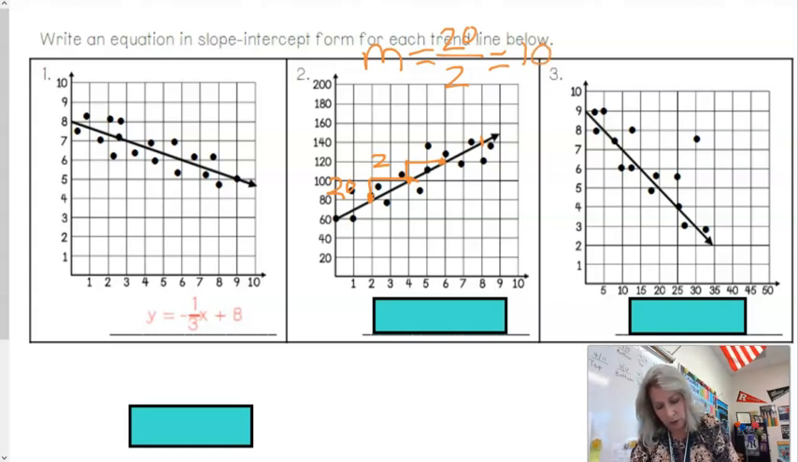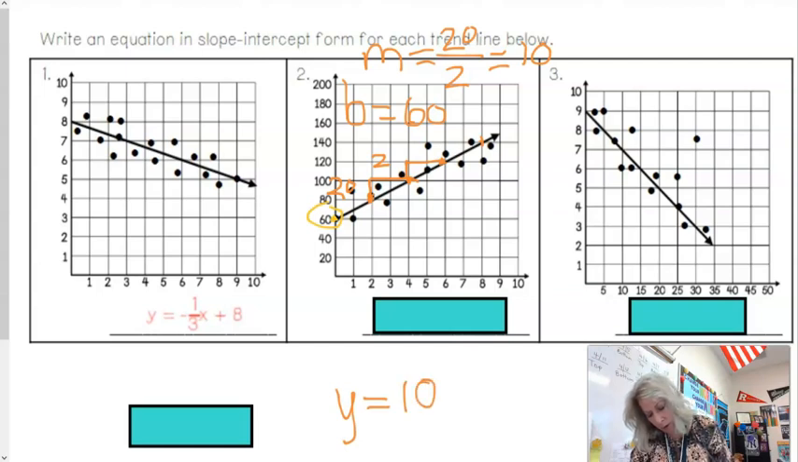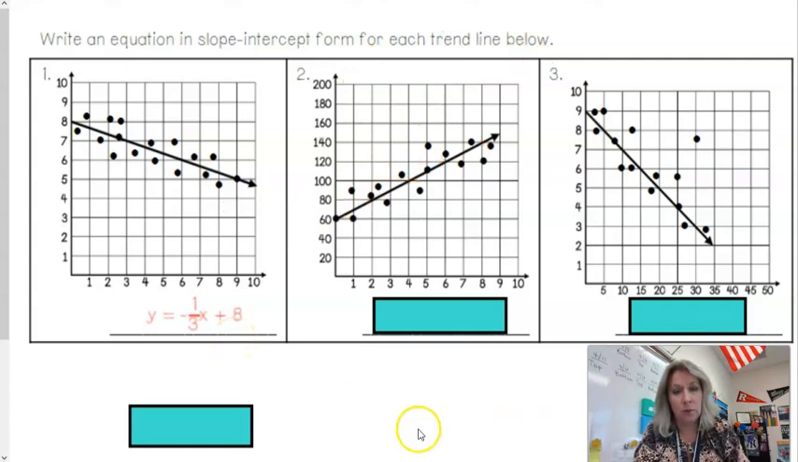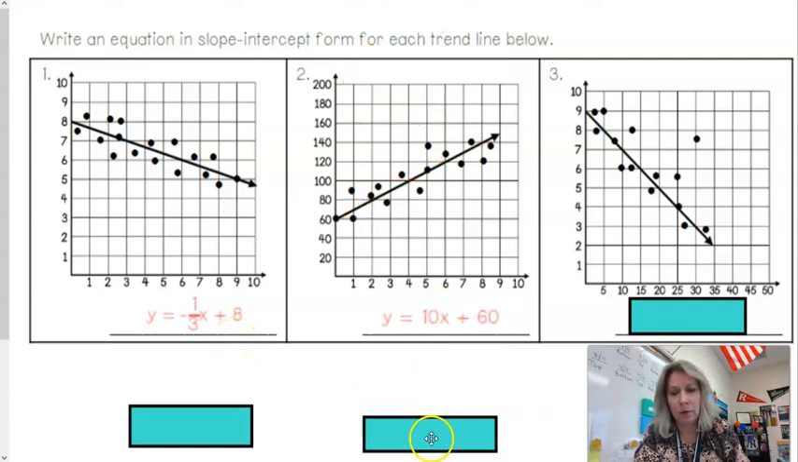And then what's my y-intercept? I'm looking for the place that the trend line hits the y-axis, and it's at 60. So m was 10. Oops, let me just erase this. And we've got b equals 60. So my equation that's hiding under the box is probably going to say y equals 10x plus 60. Assuming I've made no mistakes, let me just reveal underneath the box. Yes, y equals 10x plus 60.